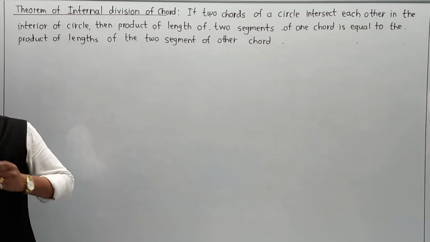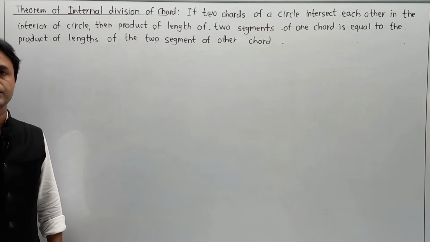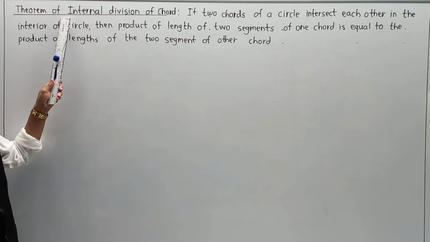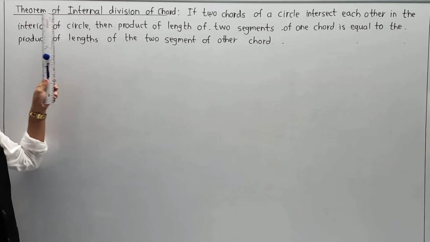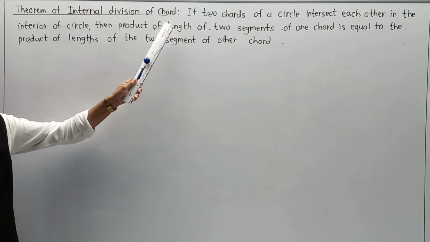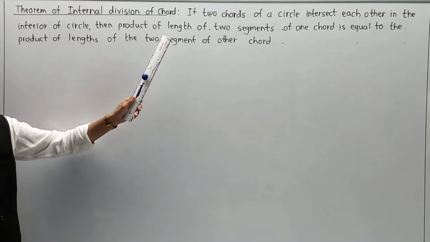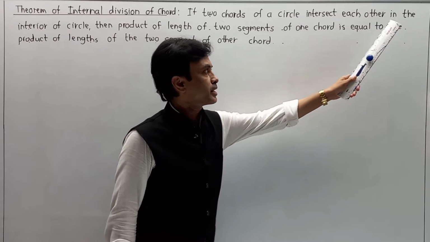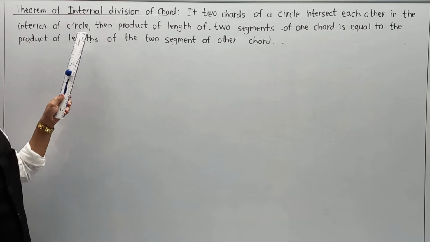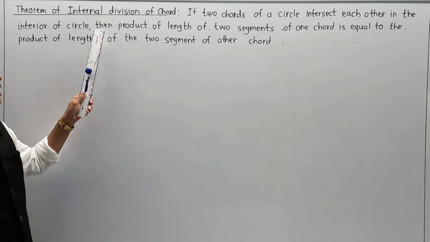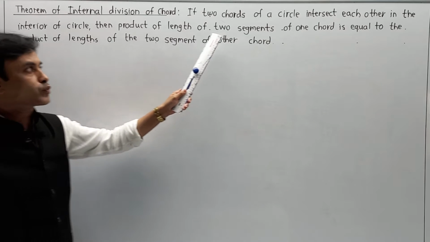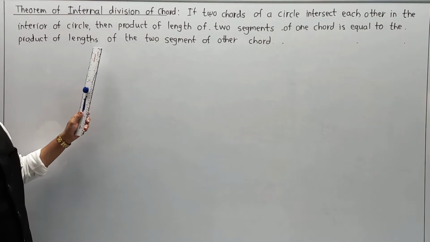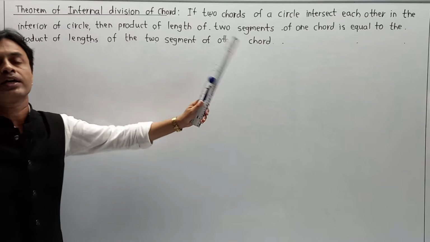Hello friends, now we are in the theorem on page number 77 of your textbook, and the part is the theorem of internal division of chord. As per the book, the statement is: if two chords of a circle intersect each other in the interior of a circle, then the product of the lengths of the two segments of one chord is equal to the product of the lengths of the two segments of the other chord.